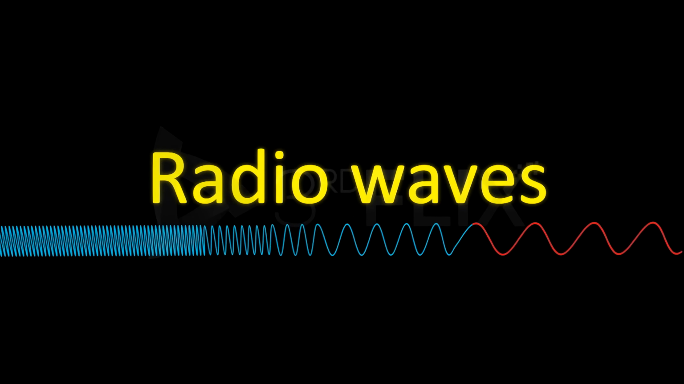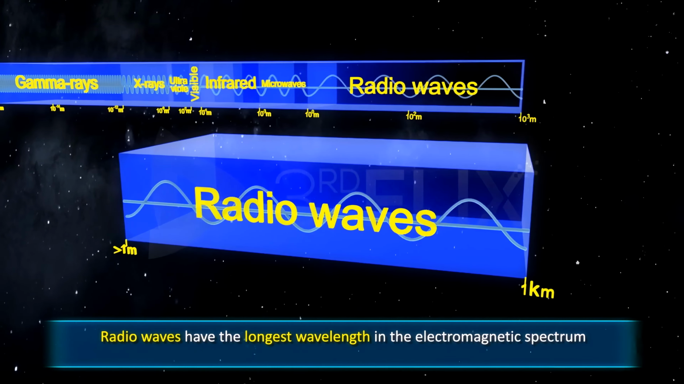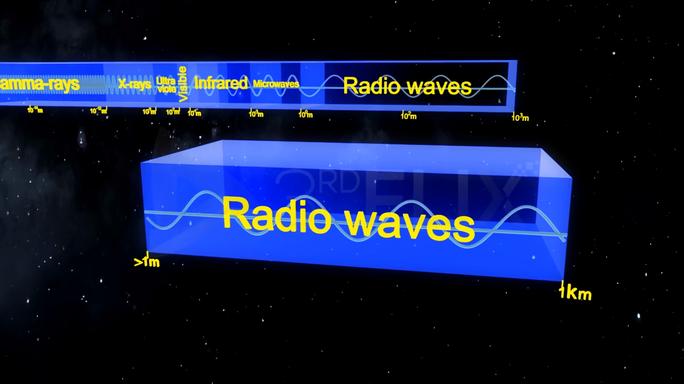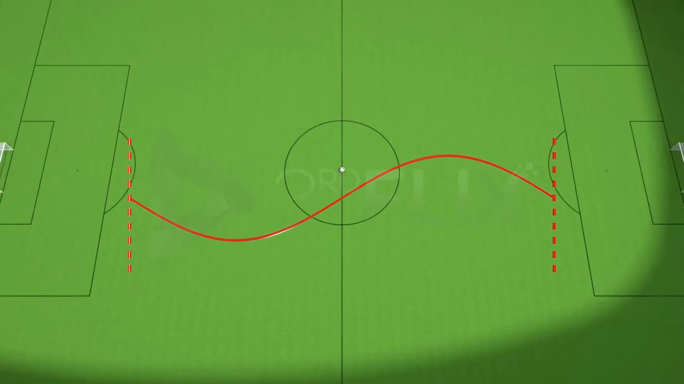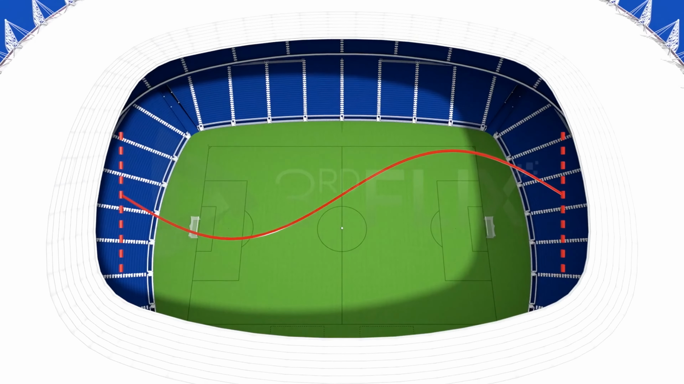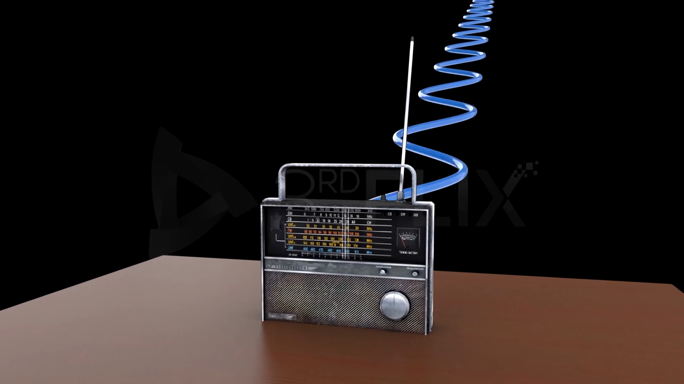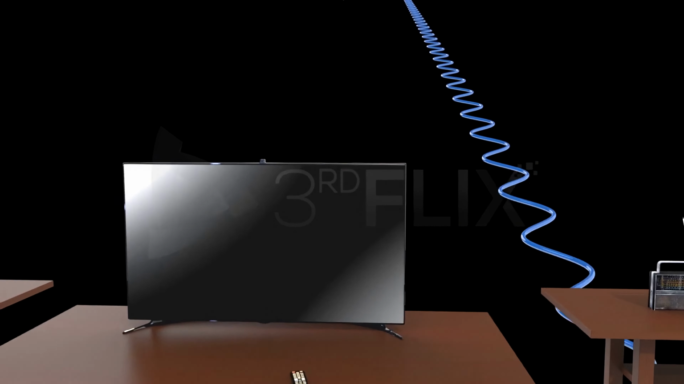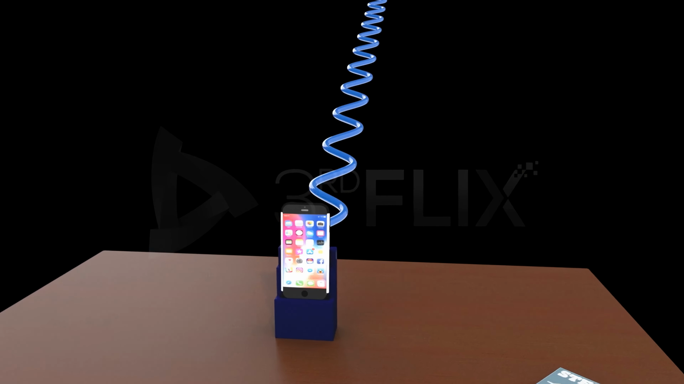Radio waves. Radio waves have the longest wavelength in the electromagnetic spectrum, with wavelengths ranging up to 1 kilometer. These waves can be as short as a football and longer than a football field. Our radios receive these waves in form of signals transmitted by radio stations. They also carry signals for television and cellular phones.